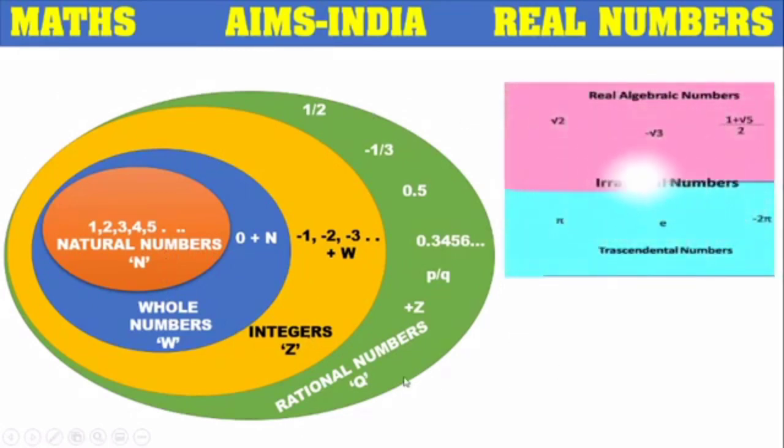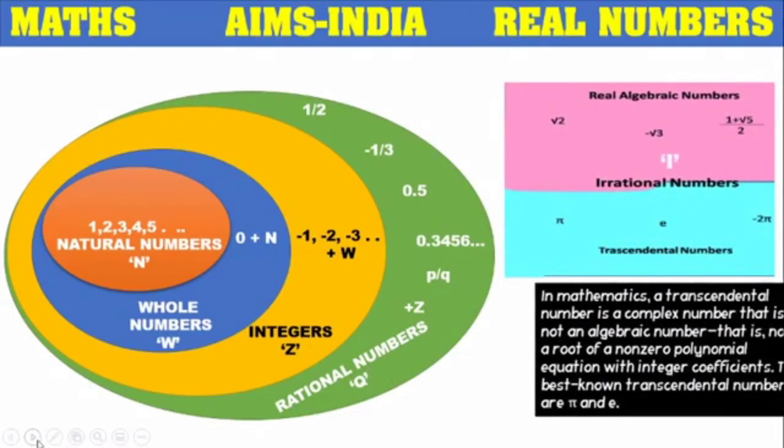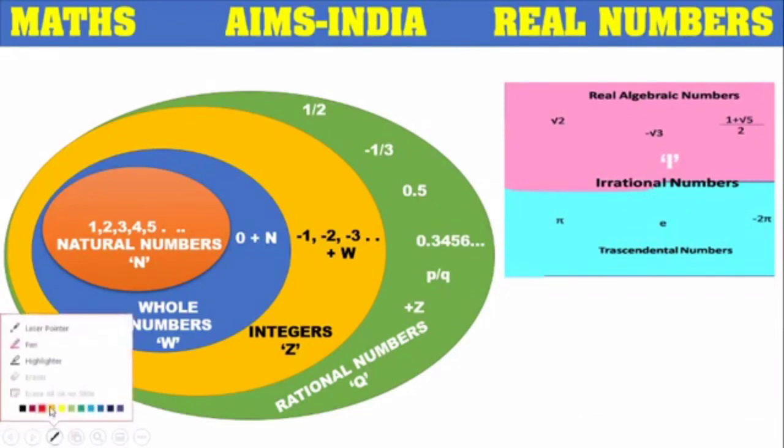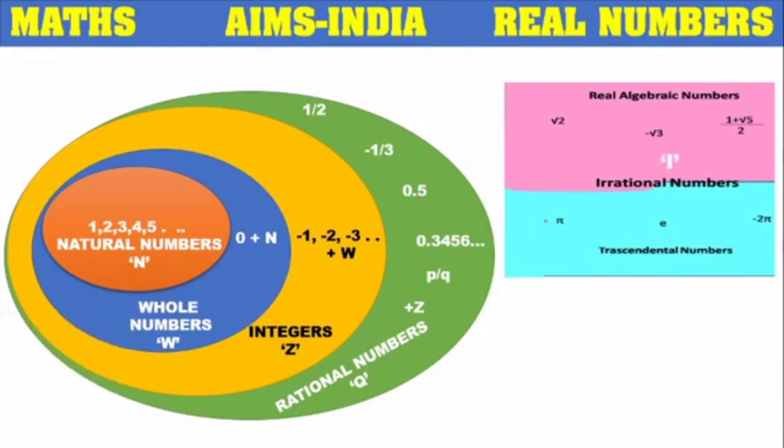Apart from these rational numbers, we also have one more kind of numbers which are called irrational numbers. And the symbol for irrational numbers is I. Here in irrational numbers, again we have two types: real algebraic numbers and transcendental numbers.